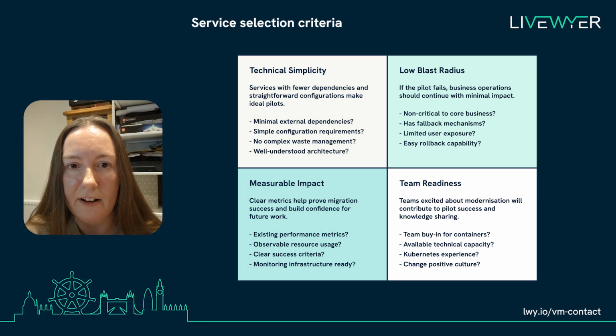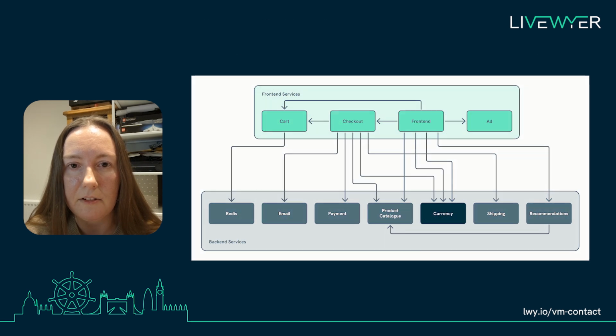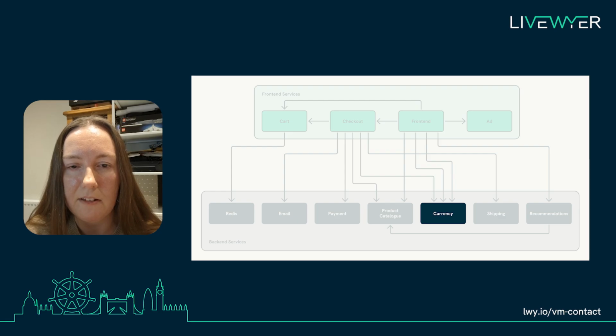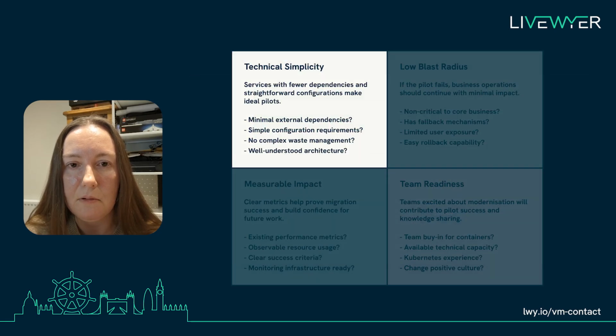Our first step is to decide which service we'll migrate first. We'll evaluate this on four criteria: technical simplicity, low blast radius, measurable impact, and team readiness. In this instance, the currency service is a good candidate. It ticks all the boxes for these reasons. First of all, it's technically simple. It's a Node.js service which converts currencies using European Central Bank exchange rates. It makes external API calls, but doesn't manage any complex state. It doesn't require any distributed transactions, consensus algorithms, or database migrations, so containerization should be fairly straightforward.